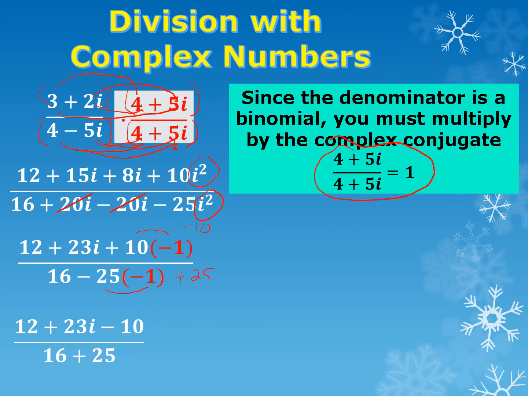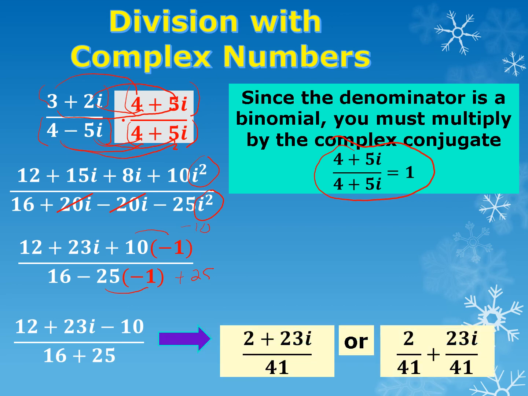One more combining like terms. 12 minus 10 is 2. 16 plus 25 is 41. So I get 2 plus 23i over 41, or if you'd like to break it up, you can also write it as 2 over 41 plus 23i over 41. Your choice.